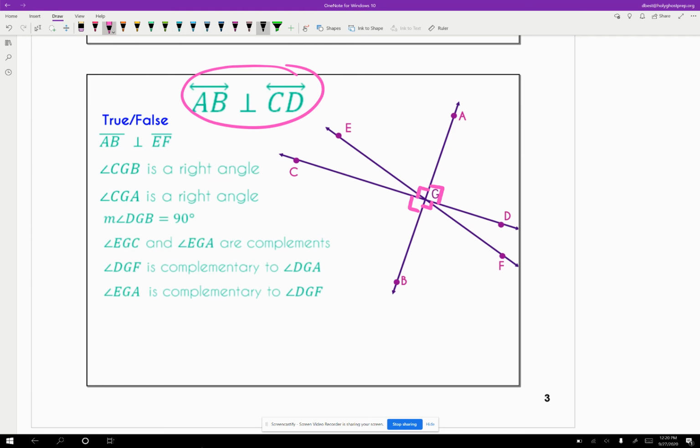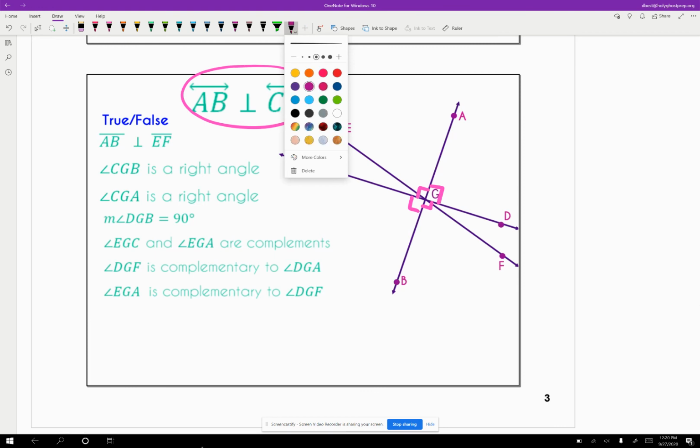Okay. And then here is a quick answer key for you if you want to check how you did. The first answer would be false. AB perpendicular to EF. We don't have anything that supports that. CGB is a right angle. That was true. CGA is a right angle. Also true. DGB equals 90. Also true.